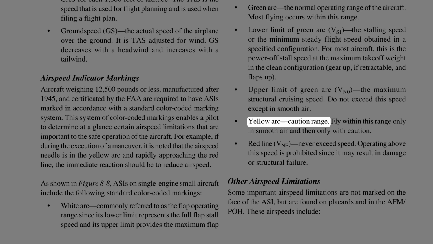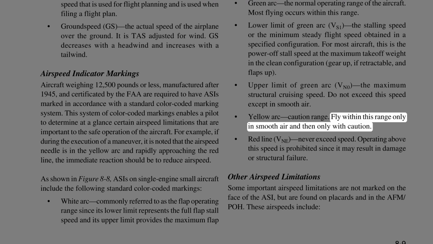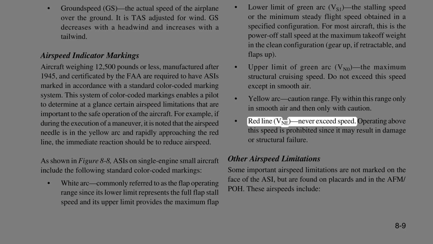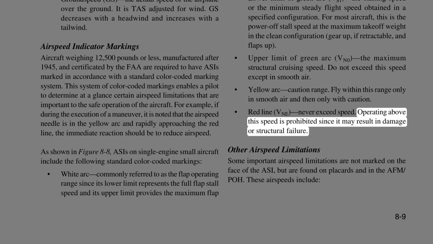Yellow arc, caution range. Fly within this range only in smooth air and then only with caution. Red line, VNE, never exceed speed. Operating above this speed is prohibited since it may result in damage or structural failure.